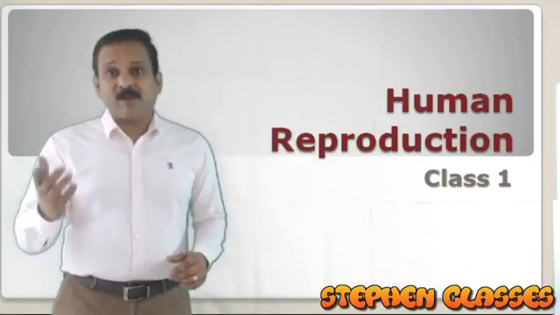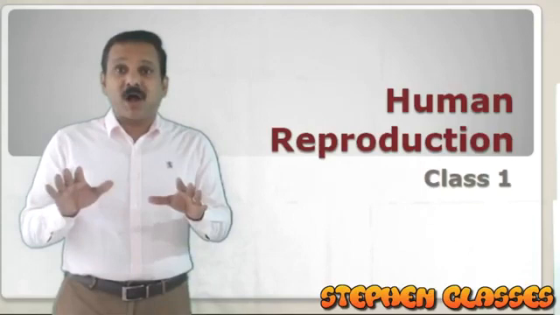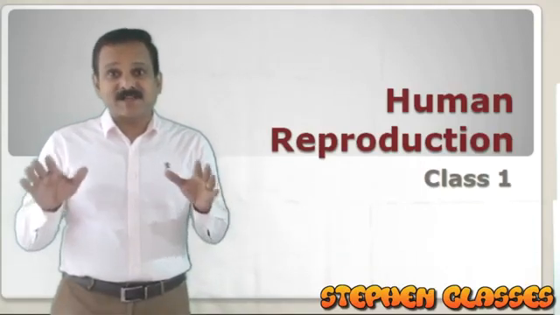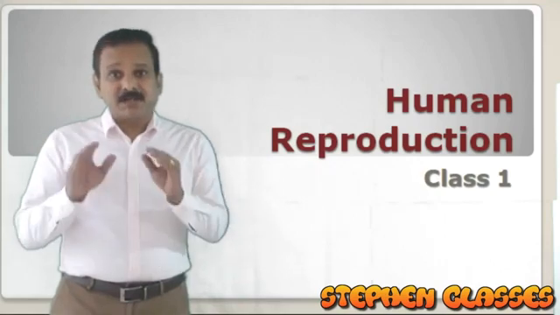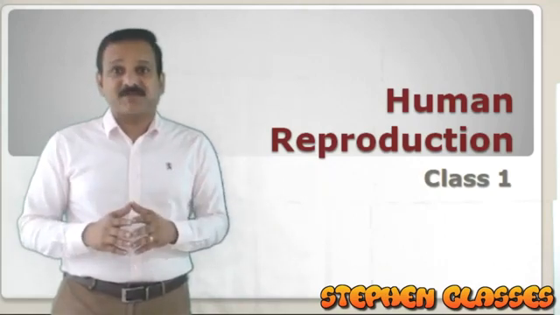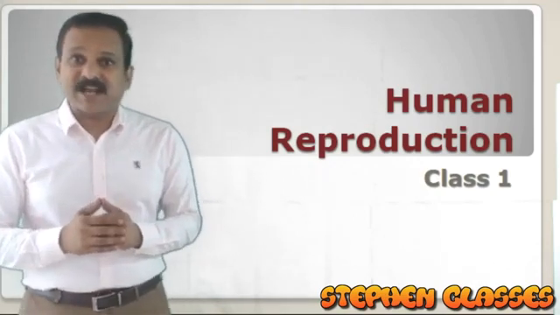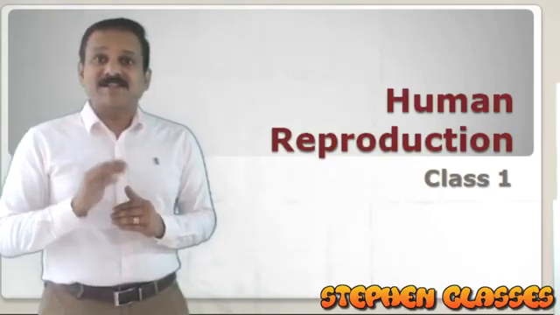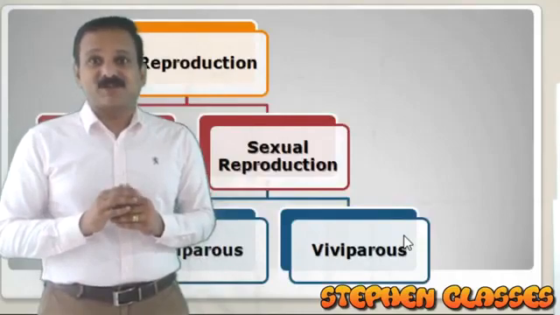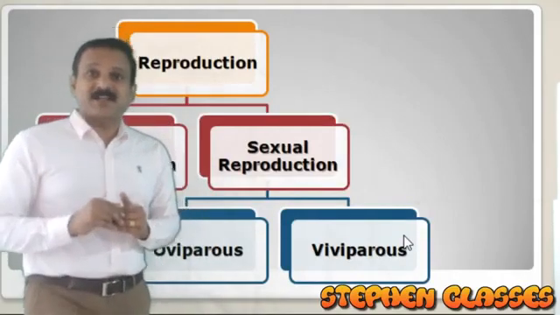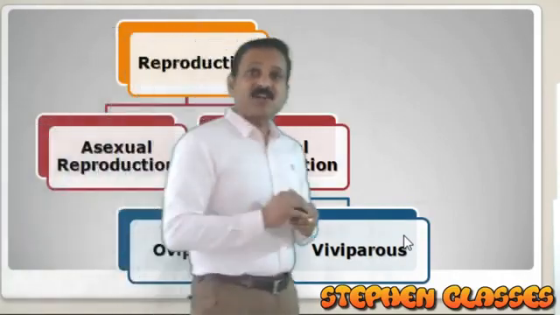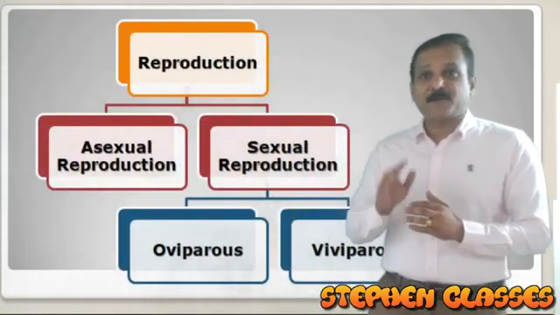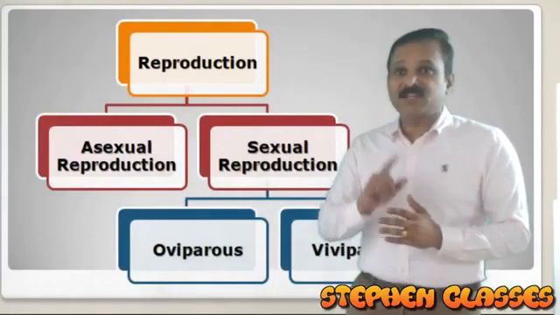To talk more about human reproduction, you should know how reproduction is classified. In your classes, you have studied about the classification of reproduction. Reproduction can be classified into asexual reproduction and sexual reproduction. So, remember, two types of reproduction are there: asexual reproduction and sexual reproduction. In the case of asexual reproduction, only one individual is involved.